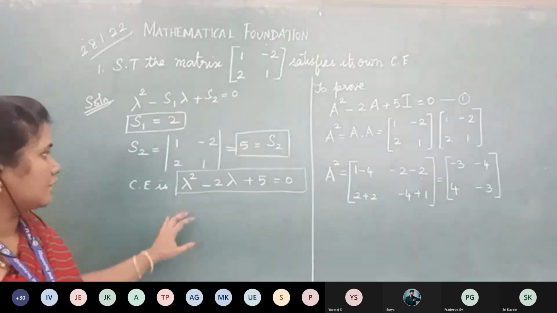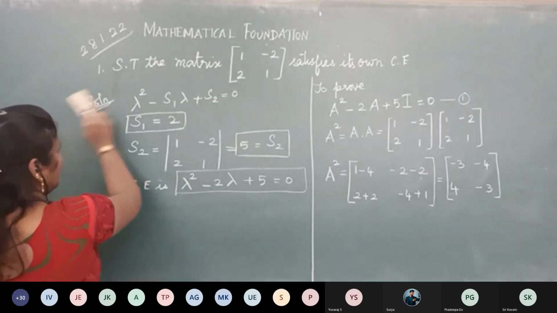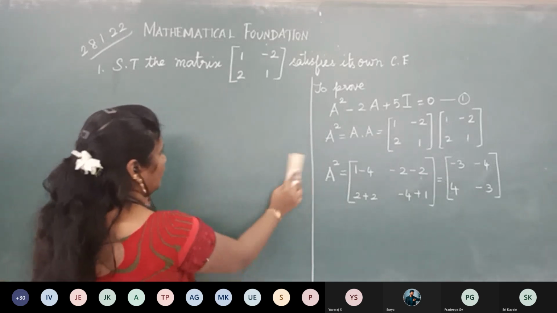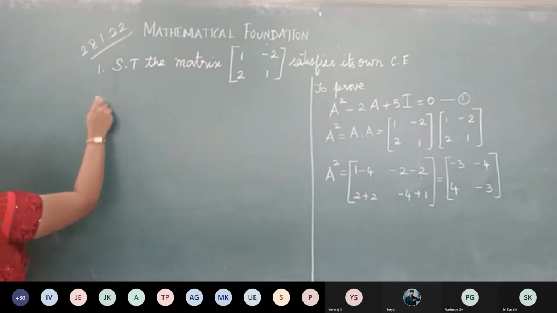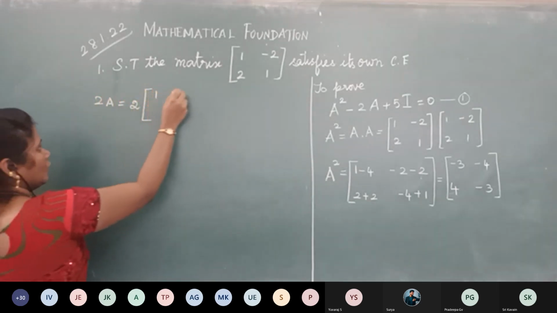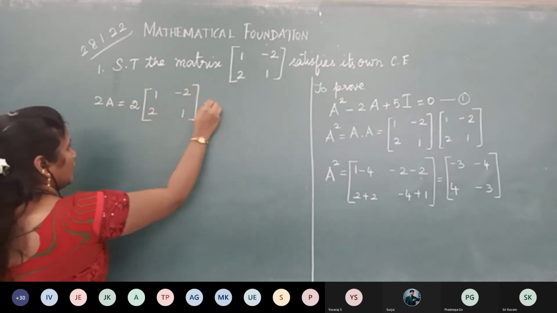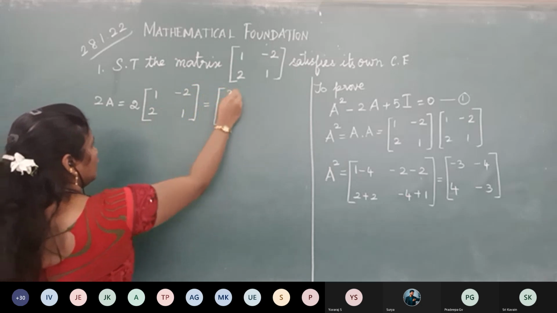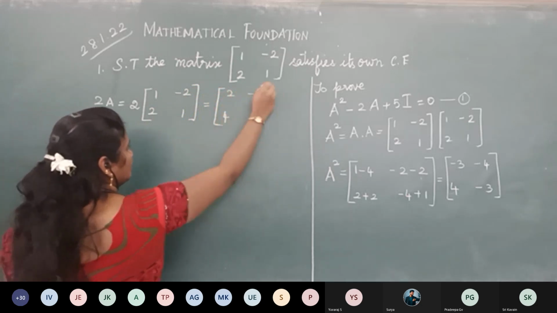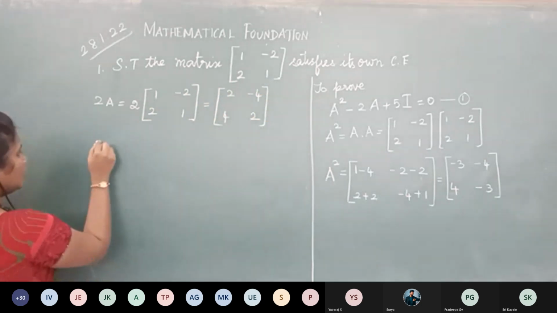Have you all written your characteristic equation? I will take it that you have finished. Okay, so next we will find out your 2A. Your 2A is nothing but you're going to multiply 2 into this term: 1, minus 2, 2, 1. So your 2A will become 2, minus 4, 4 and 2. This is your 2A. Then we have to find out your 5I.